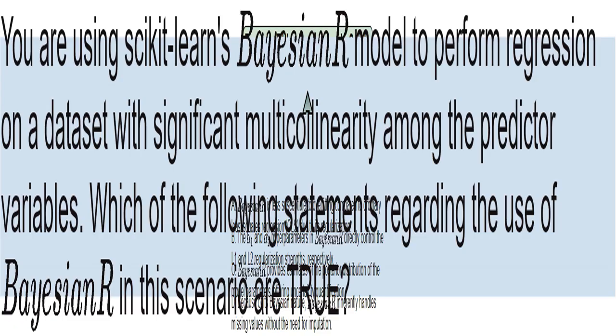I'm presenting a multiple-choice question about the BayesianRidge model in Sklearn. We'll explore its properties and how it handles multicollinearity. This is the core question. We're testing your understanding of the BayesianRidge model's behavior when dealing with datasets where predictor variables are highly correlated. This is a common challenge in regression analysis.